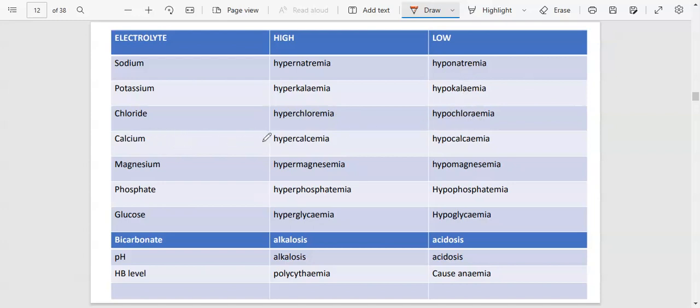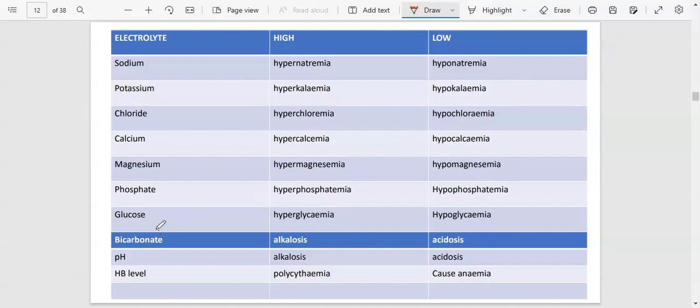When you talk of calcium, when it is high, the condition is called hypercalcemia, while when it is low, it is hypocalcemia. Magnesium, when it is high, the condition is hypermagnesemia. When it is low, hypomagnesemia. For phosphate, when it is high, that is hyperphosphatemia. When it is low, hypophosphatemia. For glucose, when it is high, that is hyperglycemia. When it is low, hypoglycemia.